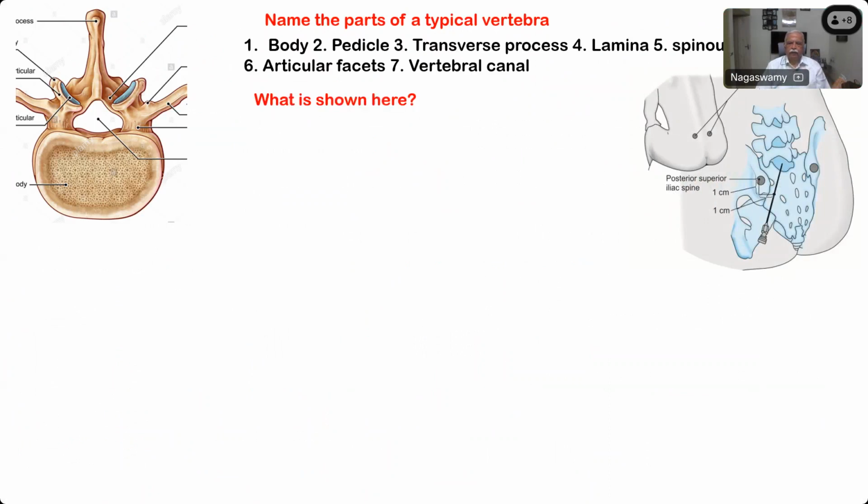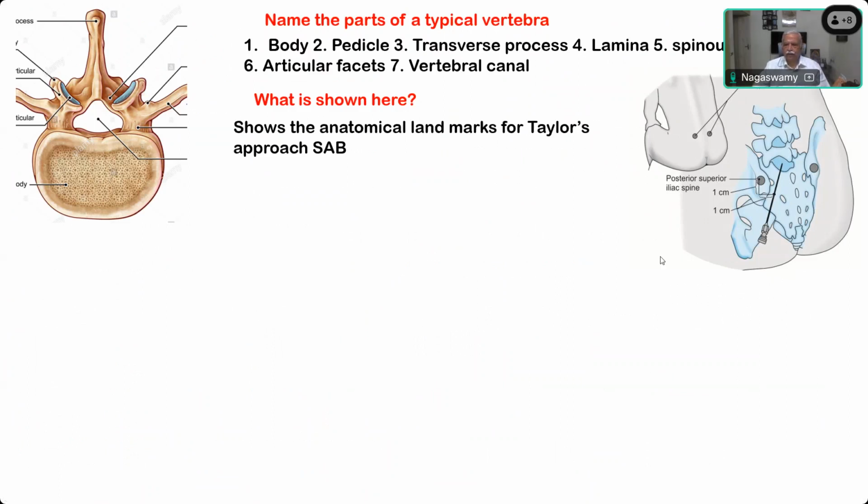What is shown here? You can see somebody's back. Taylor's approach: caudal, sacral hiatus, L5 Taylor's approach, and Taylor's approach for spinal. Very good. This shows the anatomical landmarks for Taylor's approach to subarachnoid block.